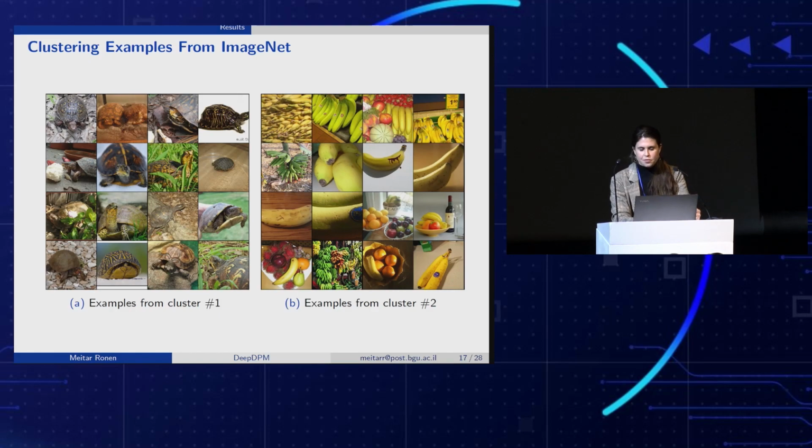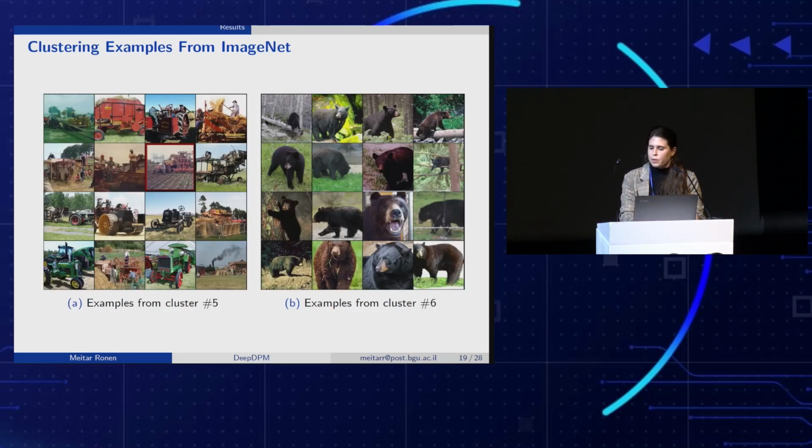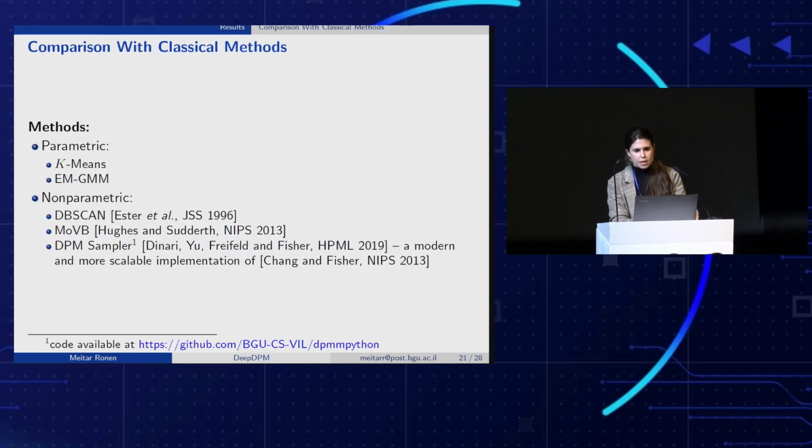So first of all, we see some clustering results from the ImageNet dataset. We can see that all the images that were clustered together have some kind of semantic similarity. Next, we wanted to compare with classical methods, non-deep ones, both parametric and non-parametric, where the DPM sampler, the last one here, used to be the state of the art.